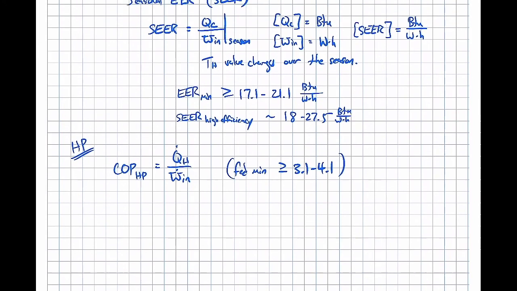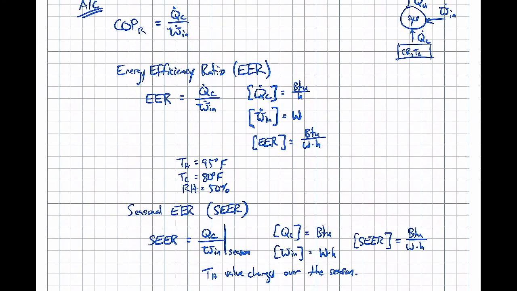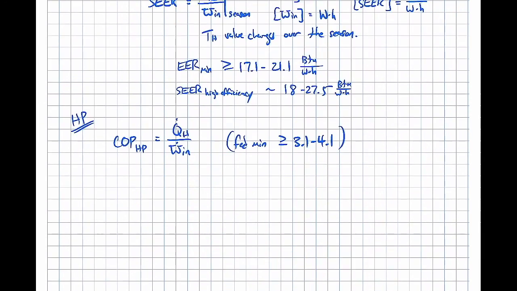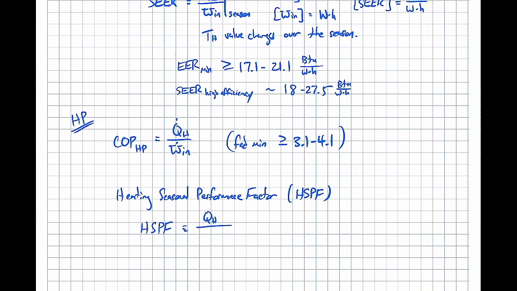Now, just like for air conditioning, instead of using that COP value for everyday use, for the heat pump, they use what's known as a heating seasonal performance factor, or HSPF. And that's defined kind of like the SEER rating for the air conditioning. It's just defined as the total amount of heat that you've moved into your interior space divided by the total amount of energy that you've put into your heat pump evaluated over a whole season.